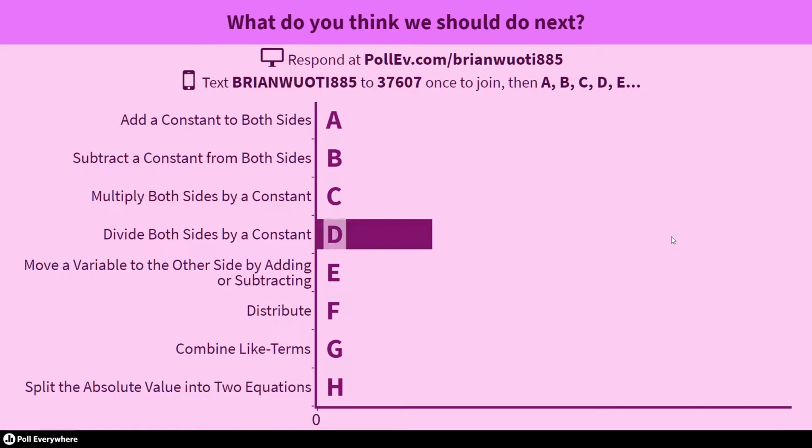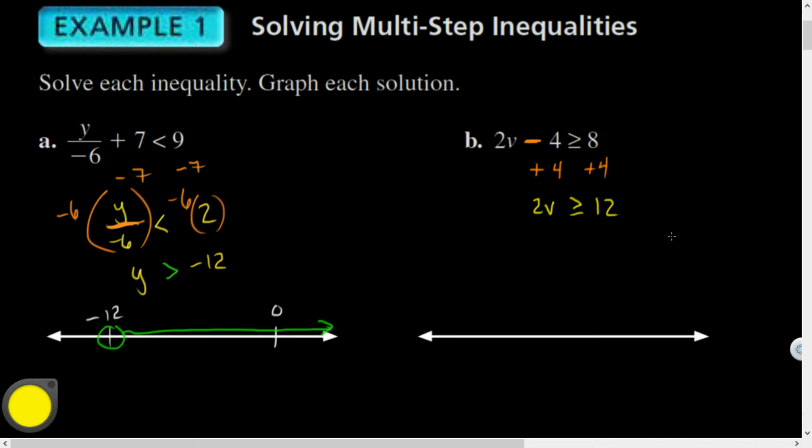Oh, you want me to? Well, you've got it on your paper, too. Oh, they changed their mind. Let's see. To get rid of multiplying by 2, we... Yeah, divide both sides by 2.